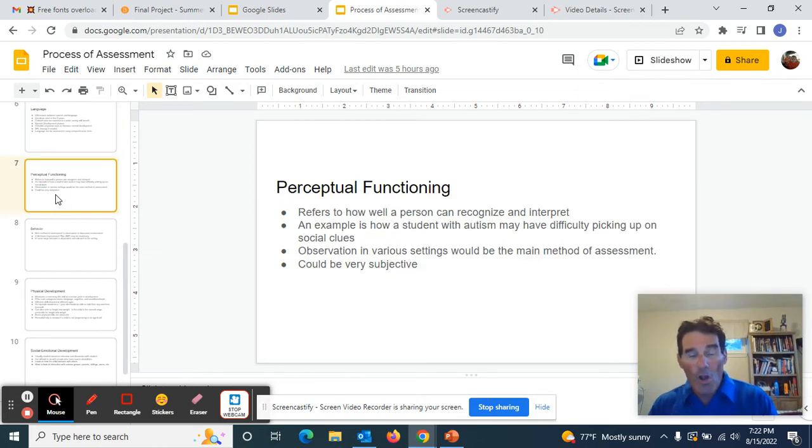So, moving on, perceptual functioning is another area. It refers to how well a person can recognize and interpret things. An example is how a student with autism may have difficulty picking up on social cues. You can observe this in various settings. Observation would be your main method, and it could be very subjective depending on who's doing it. But you're basically looking at how the child is functioning and perceiving things around them and reacting to them.